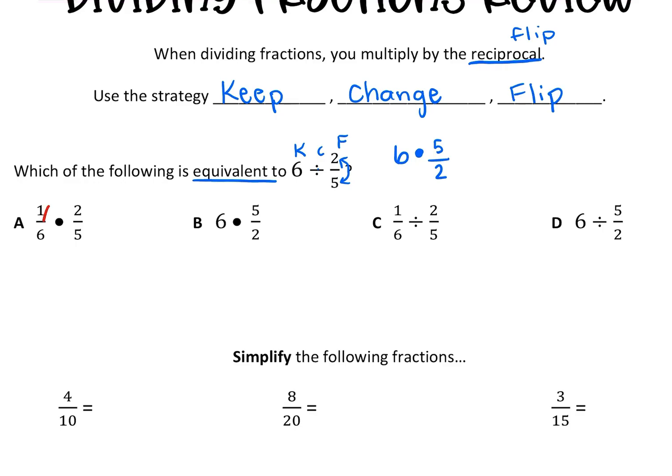So in A, they flipped the first fraction and not the second, so A is out. B has the 6, has the multiply, and they flip. So that one is good. C, again, they didn't change division and they flipped, so that's wrong. And then on D, they just left the division sign. So B would be my answer. So keep, change, flip. We didn't even have to solve.